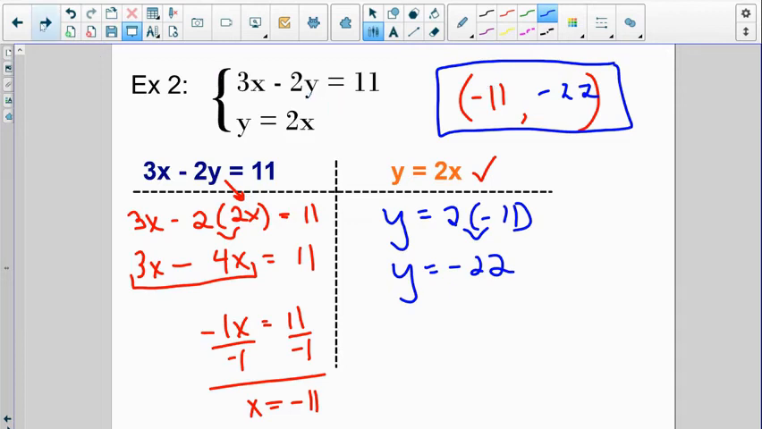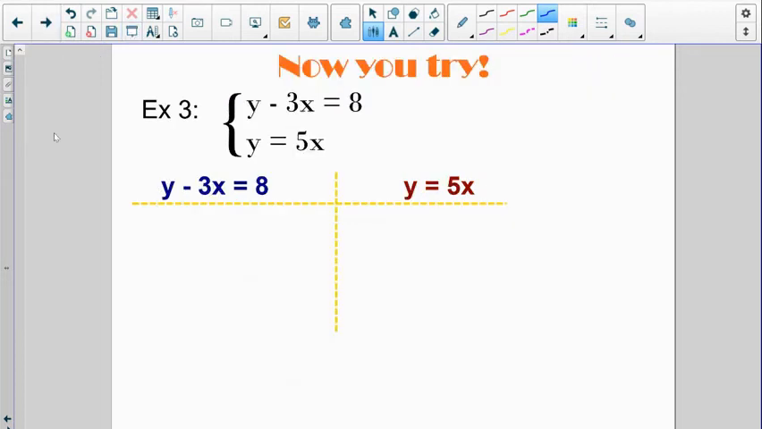All right, what I'd like you to do next is I would like you to try this one on your own. So please copy down the problem. Remember, it's a nice idea to put the equations side by side when you're working on them with the substitution method, because you're going to put a little bit of work underneath each one. So pause the video, and then when you're finished, you can resume the video to see how you did.